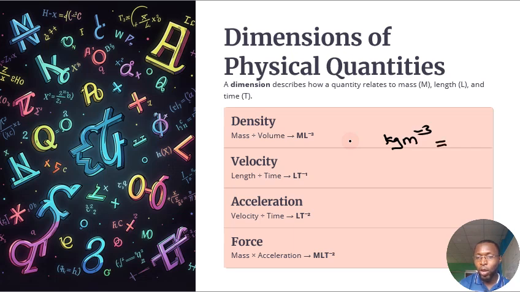For dimension, we know that whenever we say kilogram, we use capital M. That's for mass. Whenever we say meter, we use L. So L raised to the power what? Minus 3. That's just it. So the dimension for density is ML raised to the power minus 3, while its unit is kilogram per meter cube. Alright?